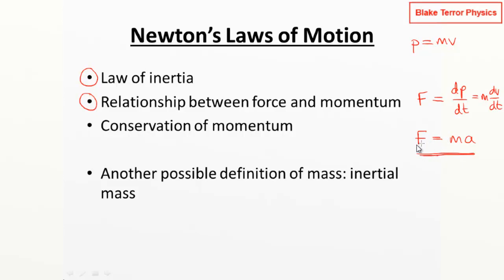So it is a special case, and we need to keep that in mind because we're going to start having problems with applying this version of the second law when we move into modern physics and objects moving at extremely high velocities. Then we start getting a problem with this approximation.